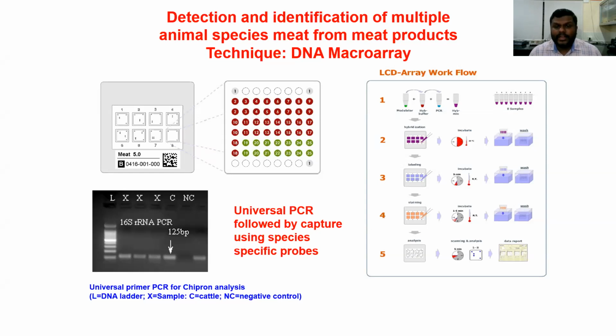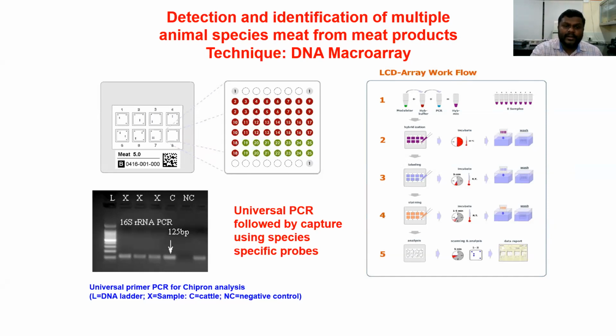We will extract the DNA from the product. We will perform a PCR called a universal PCR. Then, as I already explained, if there is DNA, there will be a PCR product. If there is one species, there will be one product. If there are two species, there will be two products. If there are three species, there will be three products. Once the product is ready, we hybridize that product onto a chip.